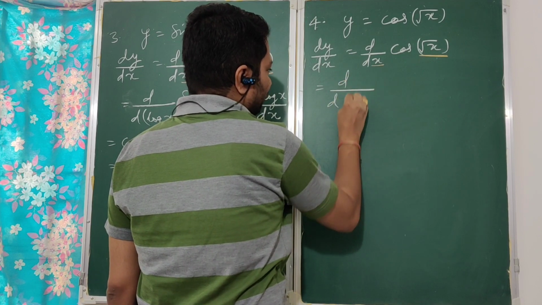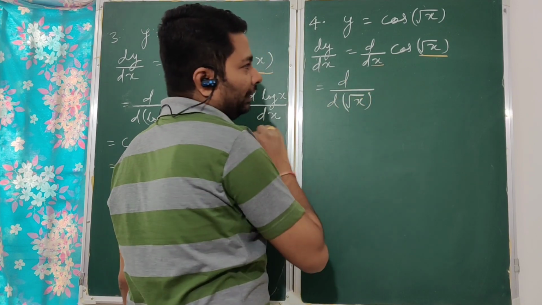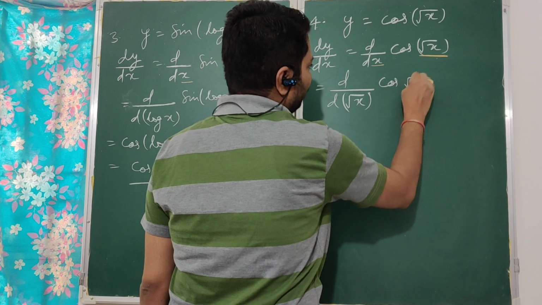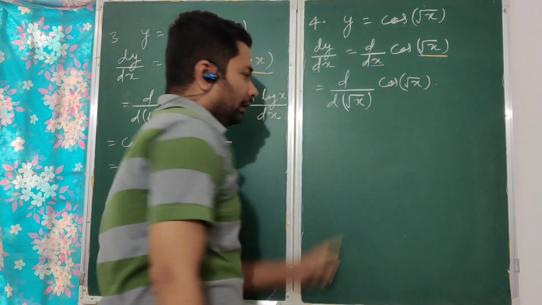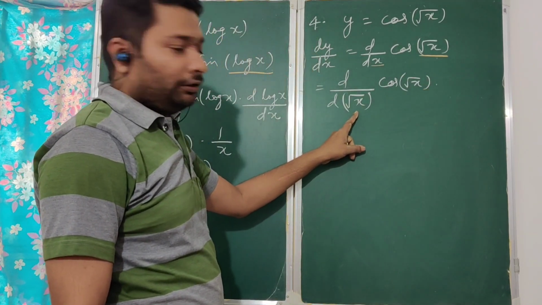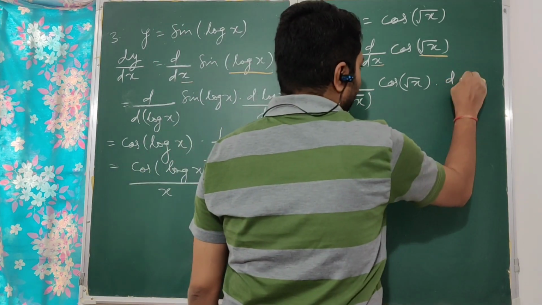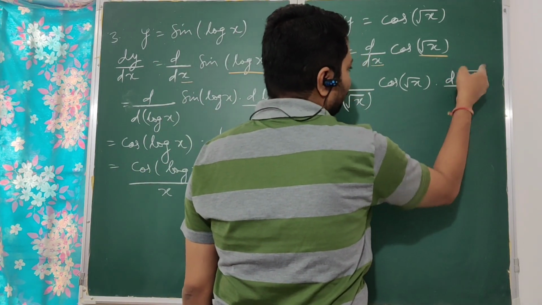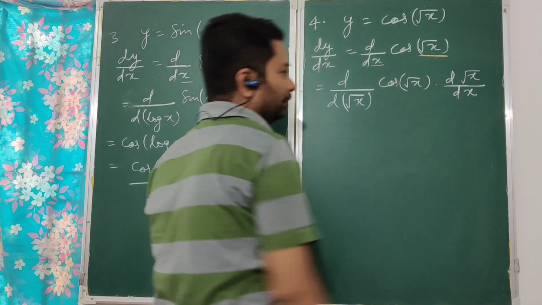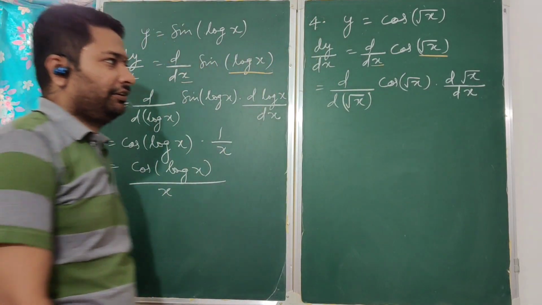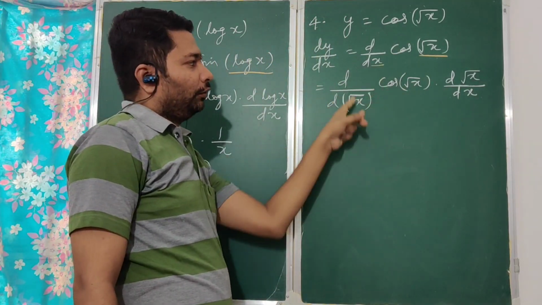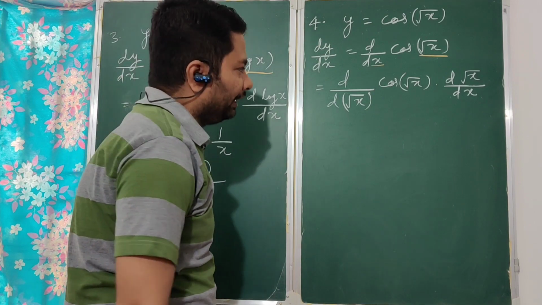We make this change. In the denominator also we bring root x, and here it is cos root x. In the denominator you have brought root x, so you should bring a similar term in the numerator also to keep the expression unchanged. So now you can see how the whole expression has been written.